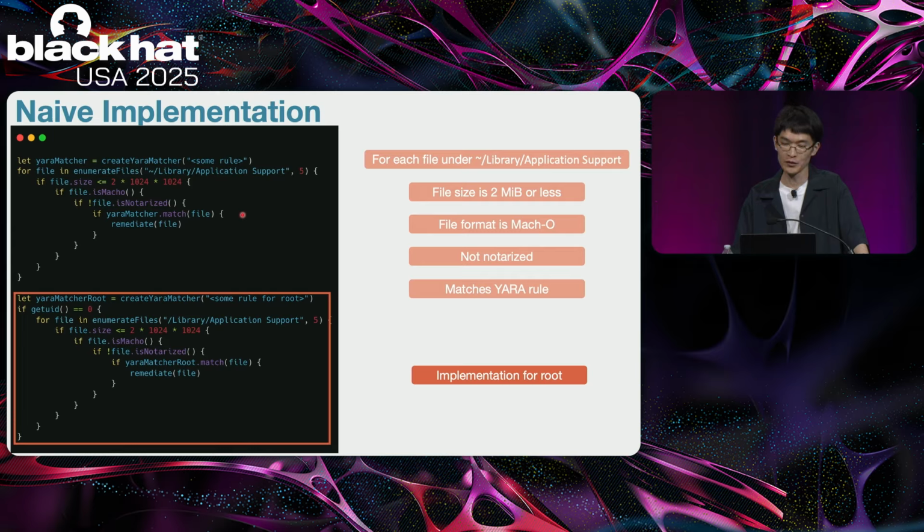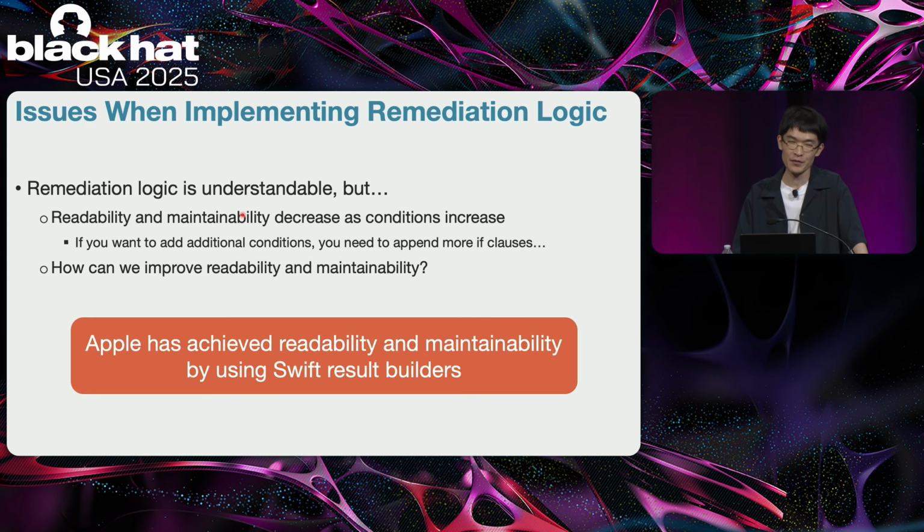If we also want to scan an additional directory when running as root, we need to replicate this logic with extra conditions. This approach works, but it's not great in terms of readability and maintainability. If you want to add another condition, you have to insert yet another if statement, making the code even more cluttered. So how can we describe this logic more clearly while keeping maintainability?